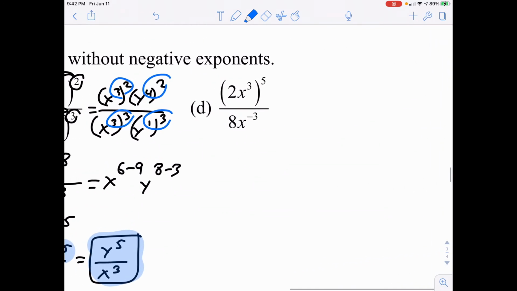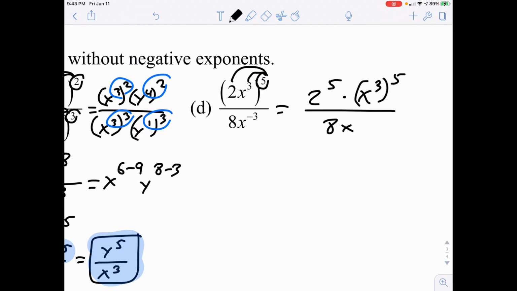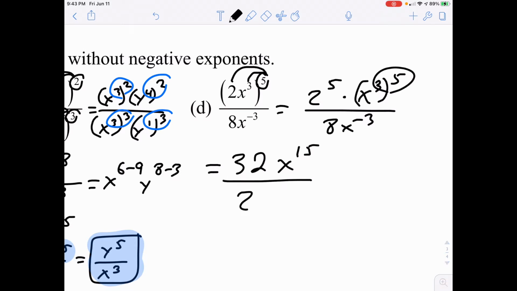And letter D, let's begin by taking that 5 and applying it to the 2 and the x cubed. So this is 2 to the 5th power times x to the 3rd to the 5th power, all over 8x to the negative 3rd power. Well, 2 to the 5th power is 2 times 2 times 2 times 2 times 2. That would be 32 x to the, multiply those, 15th power, over 8 x to the negative 3rd.